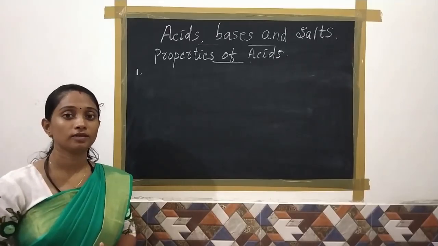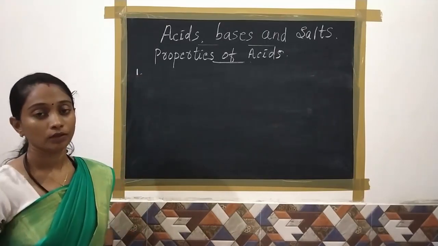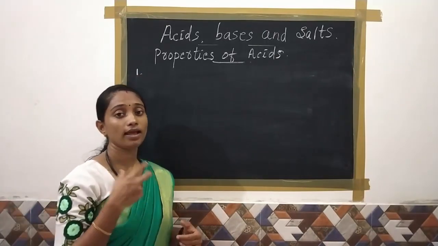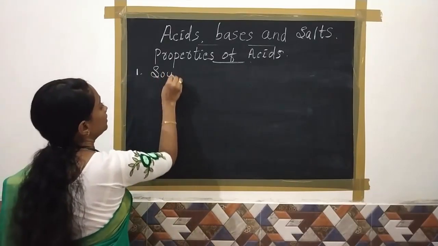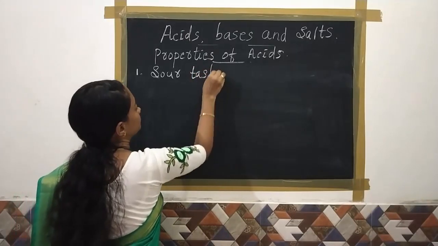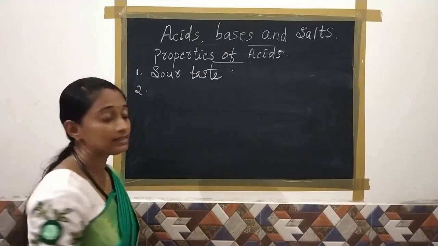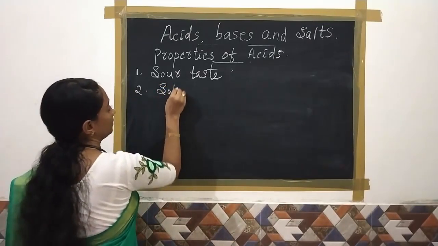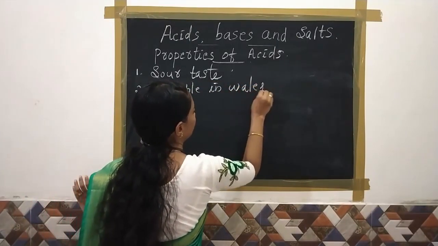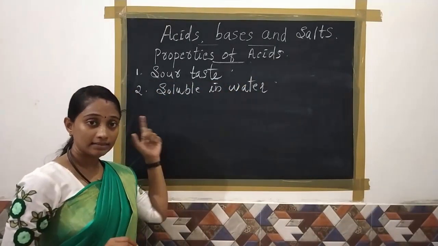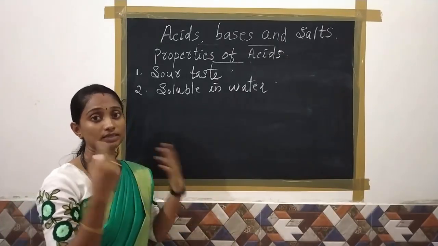Let us discuss the properties of acids and bases. Moving to the first topic, properties of acids. The first property: all acids are sour in taste. The second property: all acids are soluble in water. When acids are dissolved in water, they produce H plus ions.